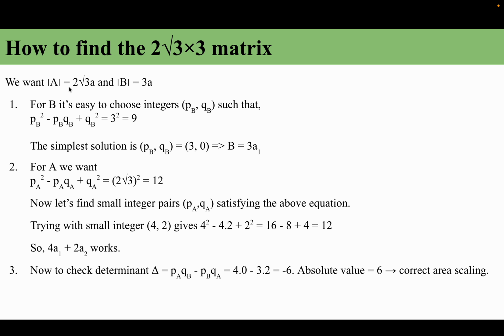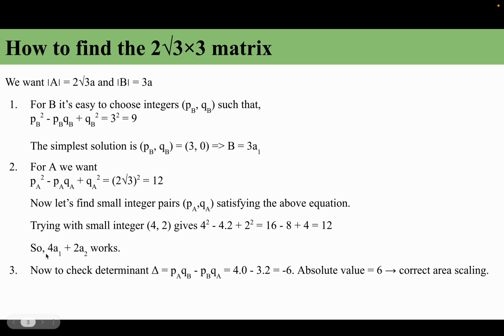Similarly for a, if we do the same thing and put that value in this equation, we get 2 root 3 square is equal to 12. Now to find the smallest integer pair which will satisfy this equation, we have the values 4 and 2. After putting these values over here, it satisfies the value equal to 12. And so this is our lattice vector.